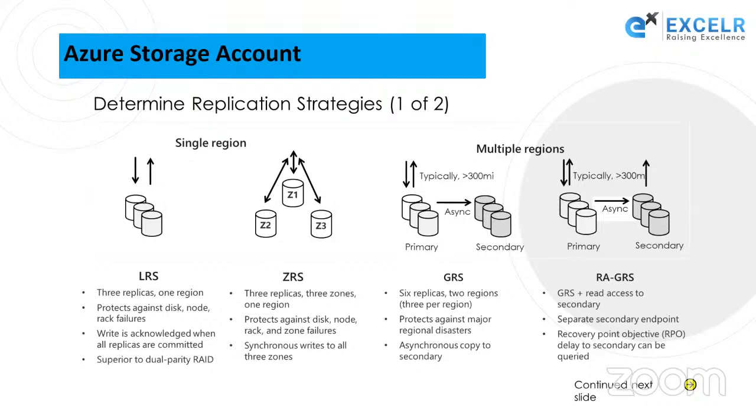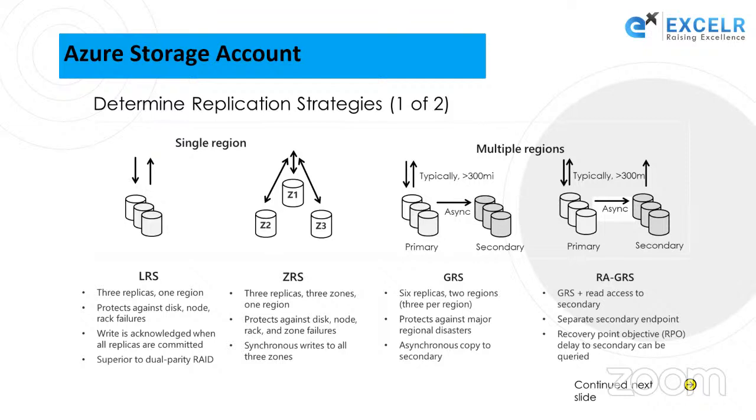So the first option as a part of the replication is called LRS, which is nothing but locally redundant replication. Whenever you copy one object into your storage account, it creates 3 copies of your data in a single data center. So that is the LRS for you, 3 replicas of your data in one region. This ensures that your data is protected against any kind of disk failure, node failure, rack failure, and so on. Whenever you write your data, the write is acknowledged when all the replicas are committed.